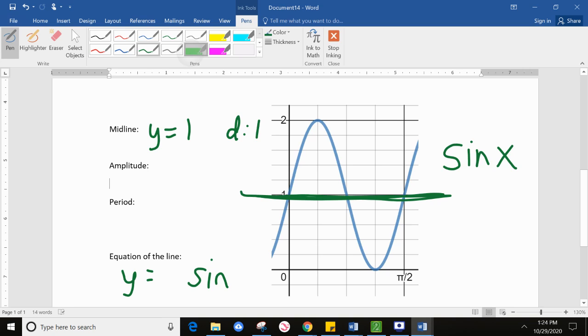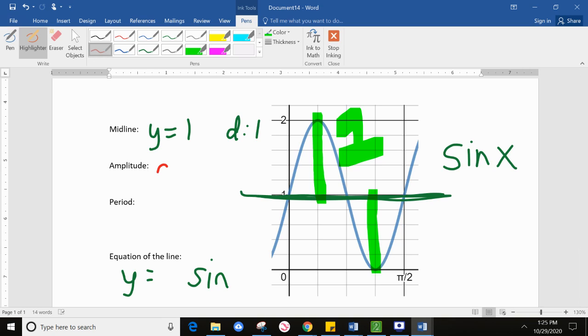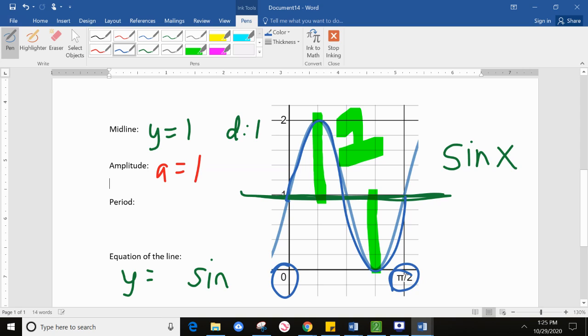Now the distance from the midline to the highest point or the lowest point appears just to be 1 unit. So that will be our amplitude. So A is 1. All right, and then the period. From start to finish, here we go. Start at 0, finishes up at 2 pi. That's where the cycle ends.